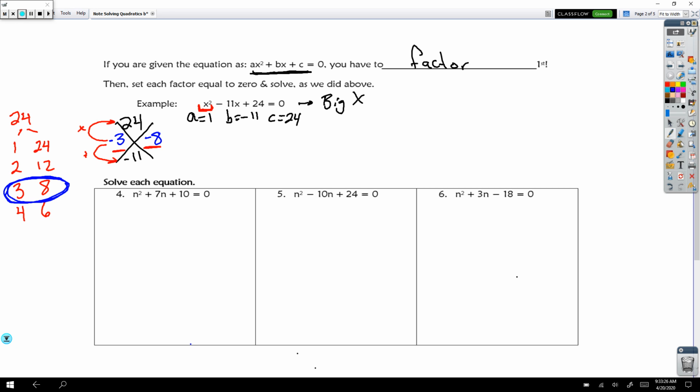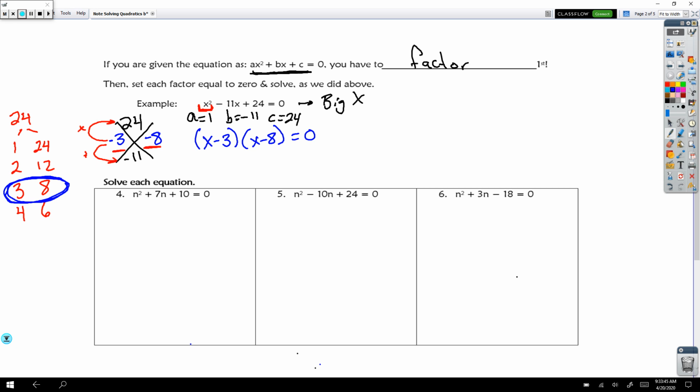Always check to make sure the big X works. If I multiply -3 times -8, that gives me positive 24. And then if I add -3 plus -8, that gives me -11. So my factored quadratic would be x minus 3, x minus 8.